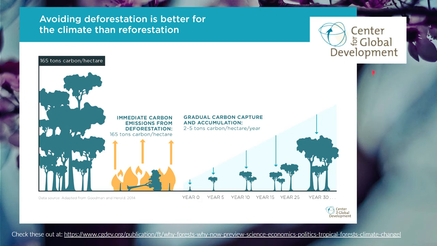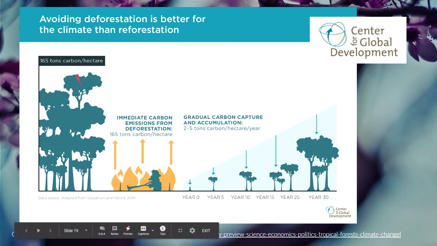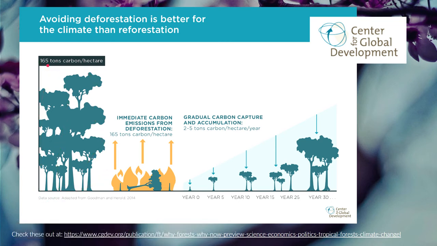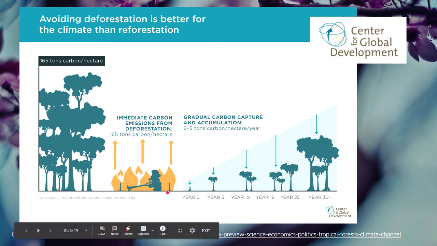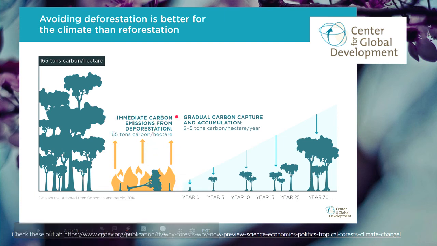So this one is from the Center for Global Development. They are reinforcing that avoiding deforestation is actually a better solution than reforestation, or planting trees. They have this graph here. This is a forest that's untouched. It can remove 165 tons of carbon per hectare. However, when you cut down trees, or when they're burnt down or converted into farmlands, they emit carbon dioxide back into the atmosphere.